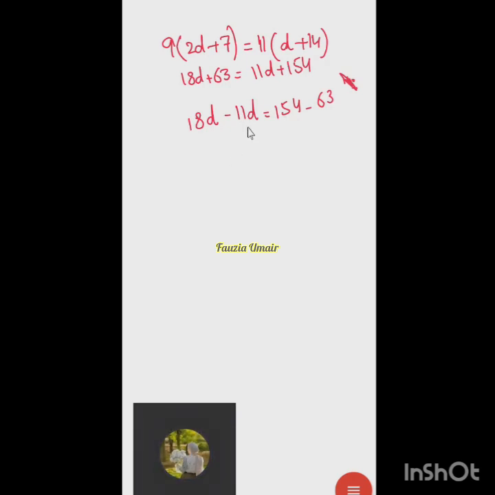Now combine the like terms. 18d minus 11d is 7d, and 154 minus 63, so we subtract them. 91.